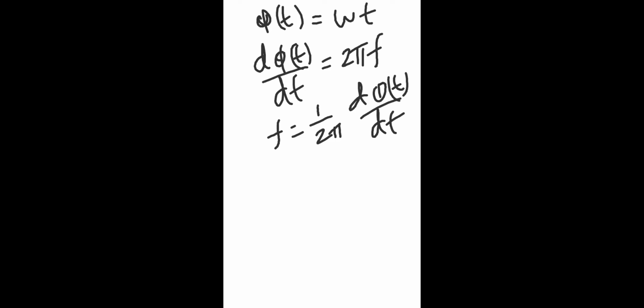So what I have shown is a simple relationship between phase and frequency. In general, theta means omega t. Once you have the phase, you differentiate it with respect to t and divide by 2 pi, then you will get the frequency. So this is the simple idea.